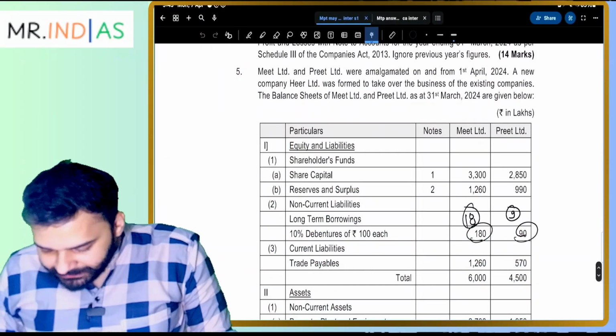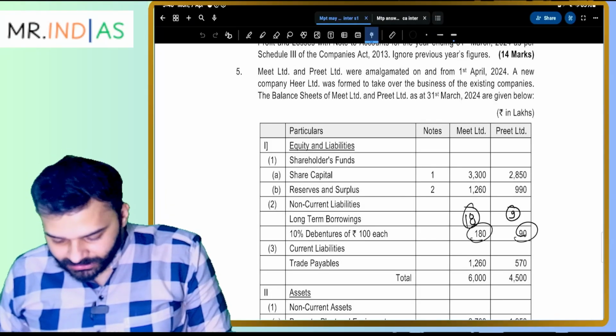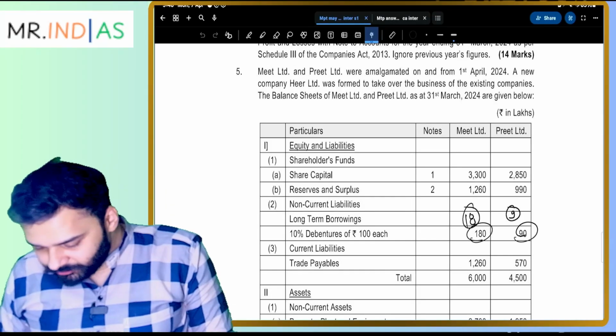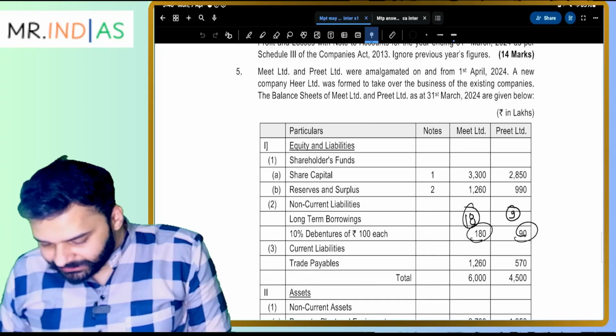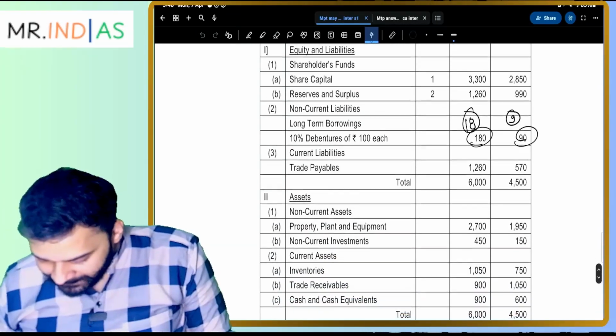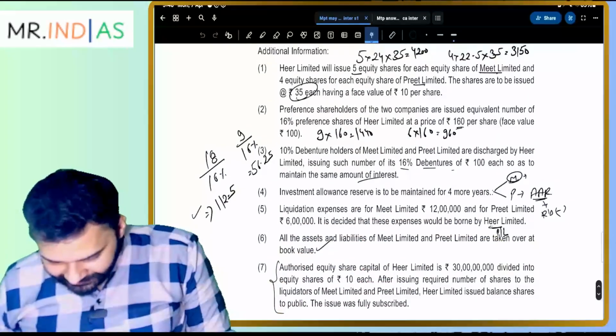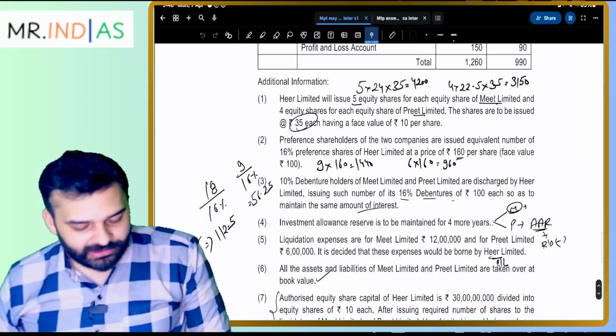Meet Limited and Preet Limited were amalgamated on and from 1st of April 24. A new company, Heat Limited, was formed to take over the business of the existing companies. The balance sheets of Meet and Preet on 31st of March 24 are given below. So there is a new company that is taking over the two companies. First of all, we have to calculate the purchase consideration.